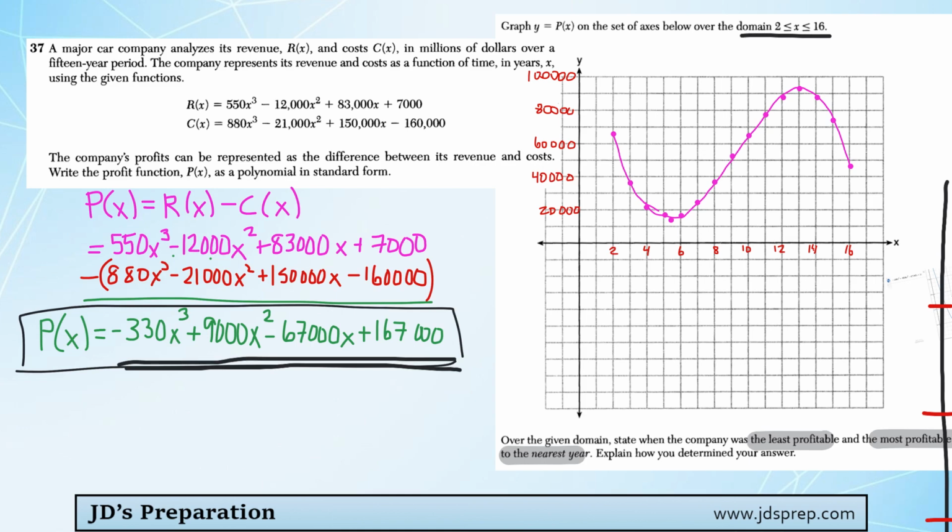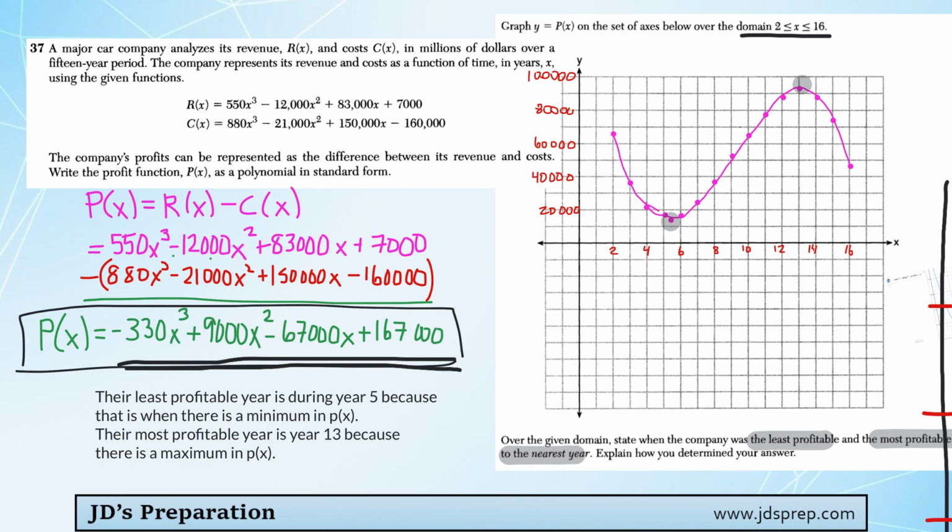And we can see that they reach a minimum between 5 and 6 on the x-axis, and that represents the year number. So it's during the 5th year that they have a minimum, and then the maximum reached is pretty much right at year 13. So you can read my explanation here. I wrote that their least profitable year is during year 5, because that is when there is a minimum in p of x, and then their most profitable year is year 13, because there is a maximum in p of x. And that's it. We're all finished.